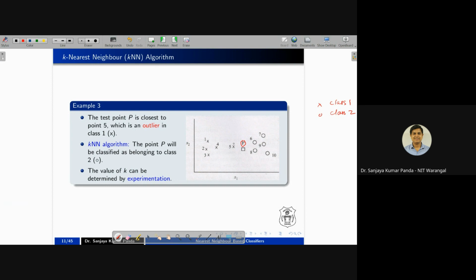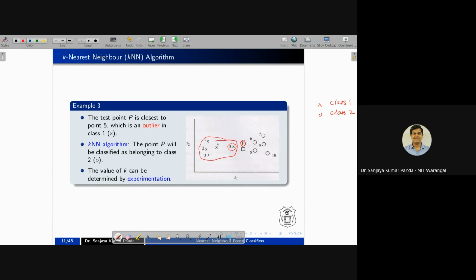Let's say the closest to the point number 5. So anyhow, once the coordinate is given to you, then only you can determine whether P is close to 5 or P is close to 6 or P is close to 8. Okay. So assume that P is closest to 5. But if you look into this particular group, 5 is an outlier, right or not?